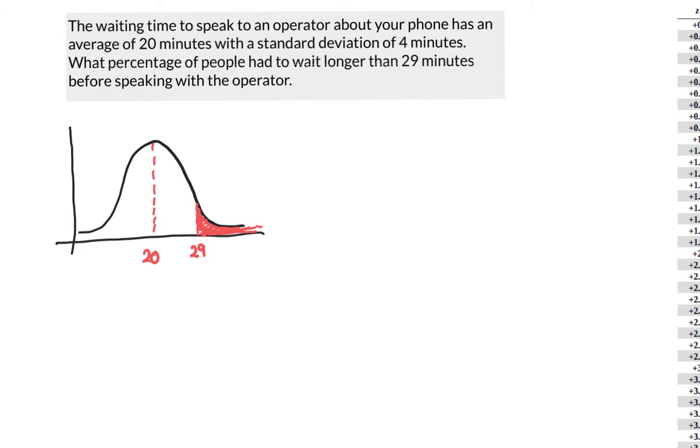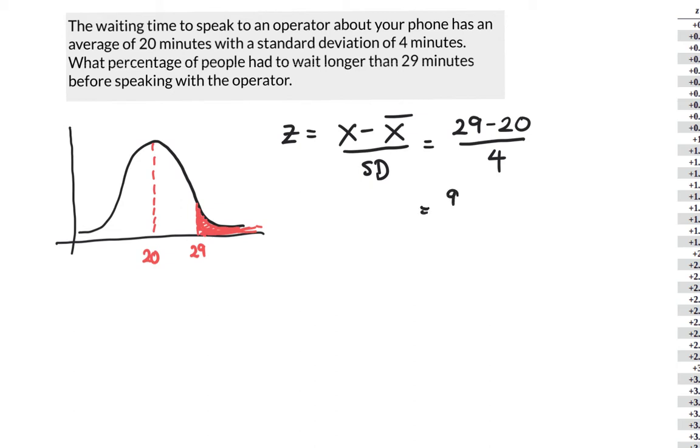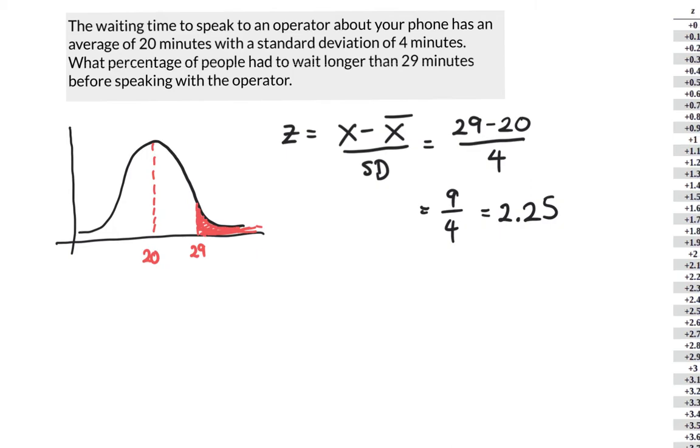Okay, and we know the standard deviation is 4, so we're going to use our z formula. We know that z equals x minus the mean over the standard deviation, which is going to be 29 minus 20 over 4. 29 is our data point, 20 is the mean, and 4 is the standard deviation. So this equals 9 over 4. 2.25 is our z-score. So we go to our z table here.